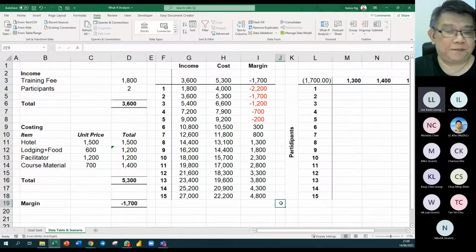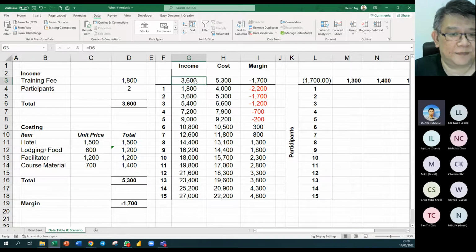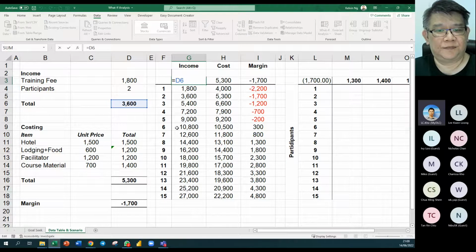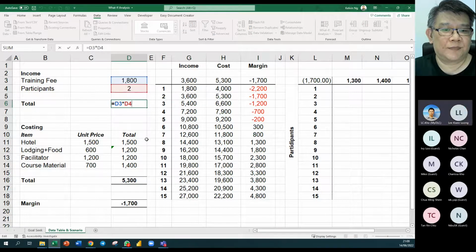Kevin, at G3, H3, and I3, you didn't put any formula, right? You just put equal to D something. Yeah, equal to D6. This is the formula inside. Equal to D6, and D6 is a formula.